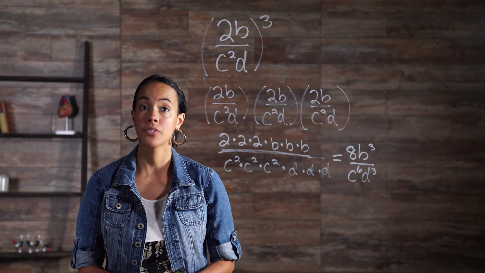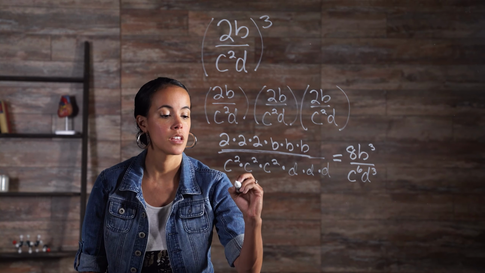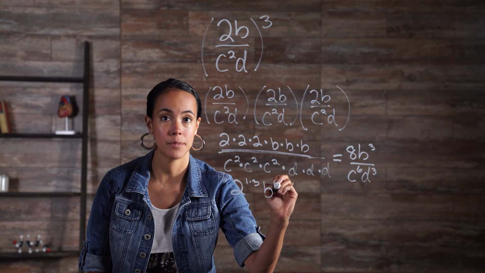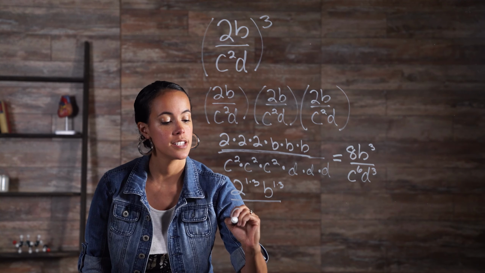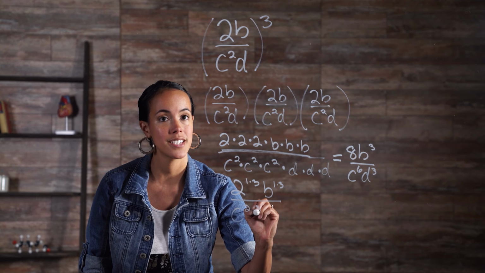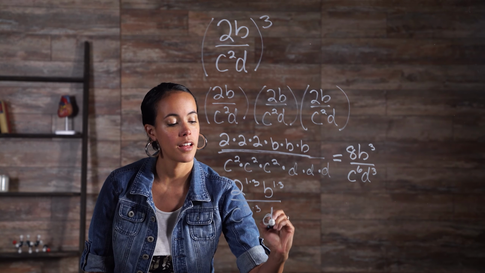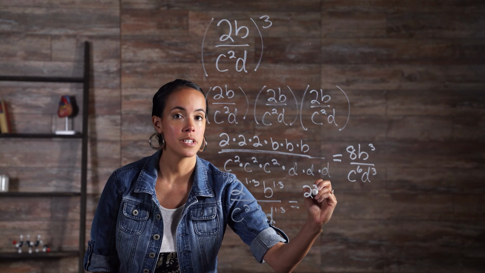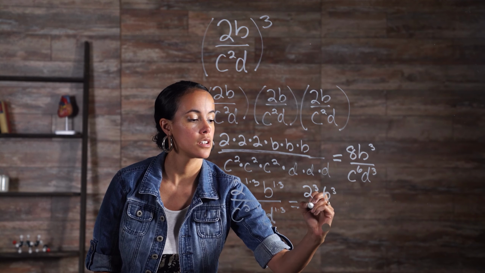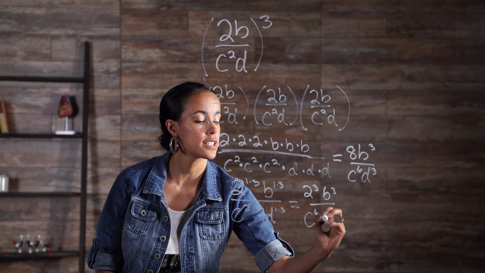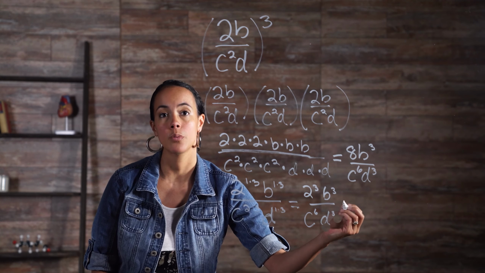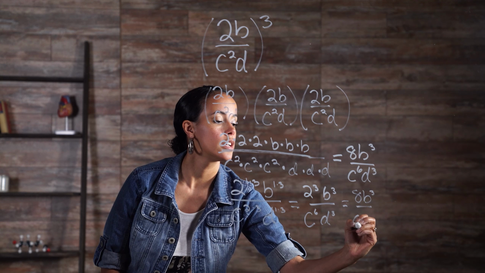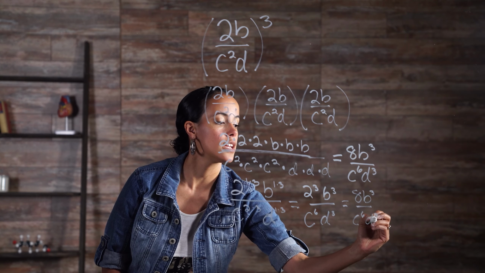If we were to apply the power of quotient property, it would look like this. 2 to the 1 times 3 times b to the 1 times 3 all over c to the 2 times 3 times d to the 1 times 3, which equals 2 cubed times b cubed all over c to the 6th times d cubed, which equals 8b cubed all over c to the 6th times d cubed.